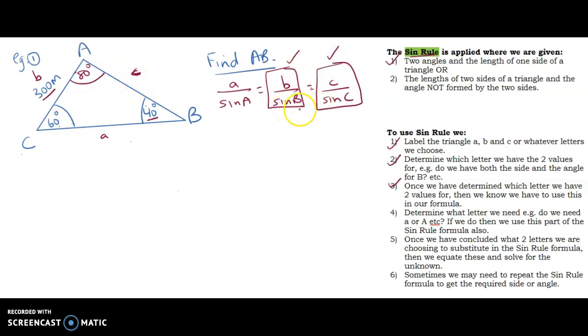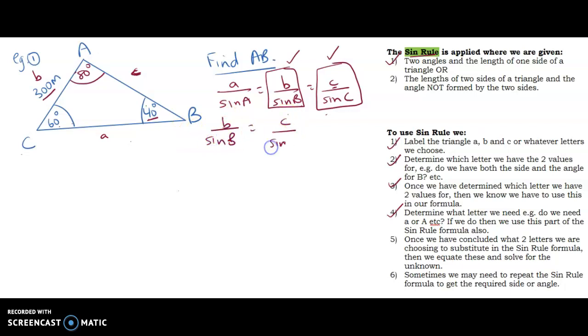So I'm going to continue with my formula and use this section and this section, and I don't need to use A over sine A. Now I've done this and this. My last step says sometimes you may need to repeat the sine rule formula. In this particular question, I wouldn't need to do that, because once I use my values for B and C, I will find my value that I need, which is small c. So let me continue here. B over sine B, writing it out.